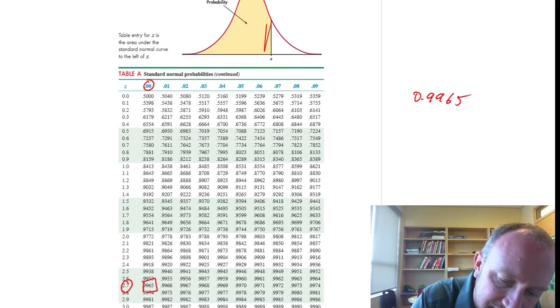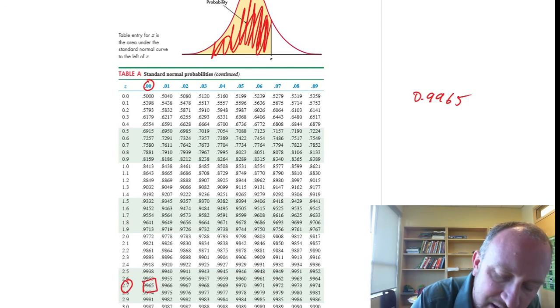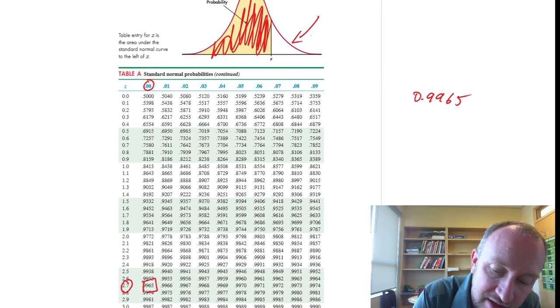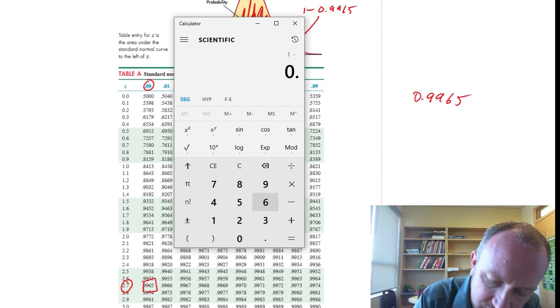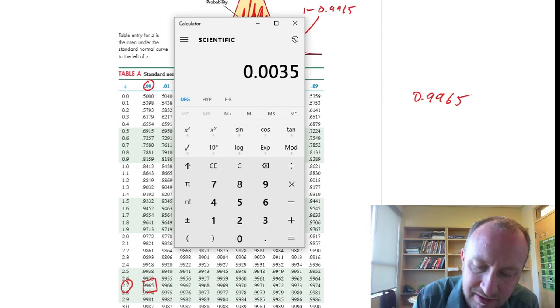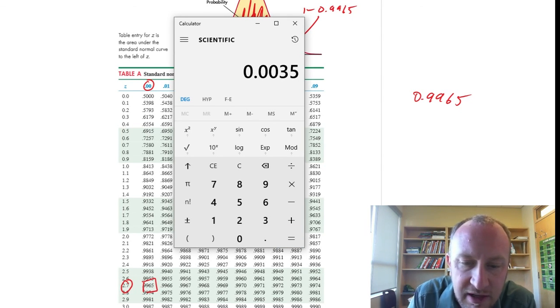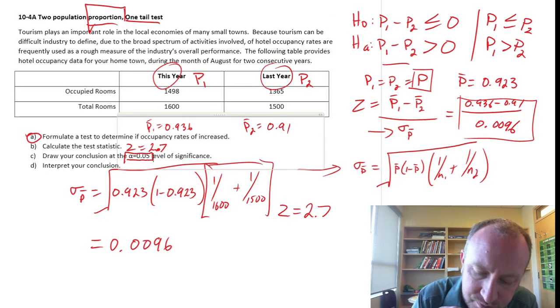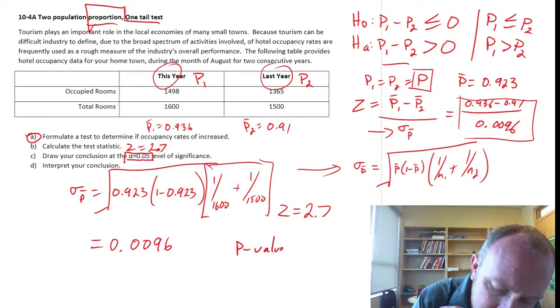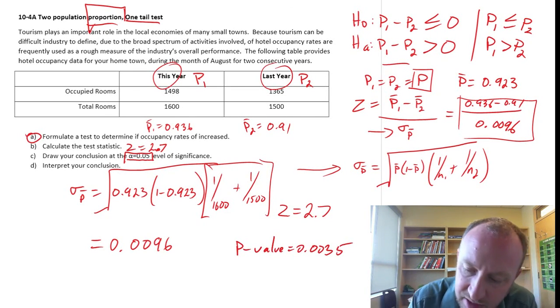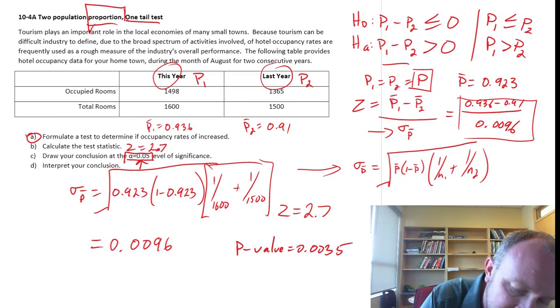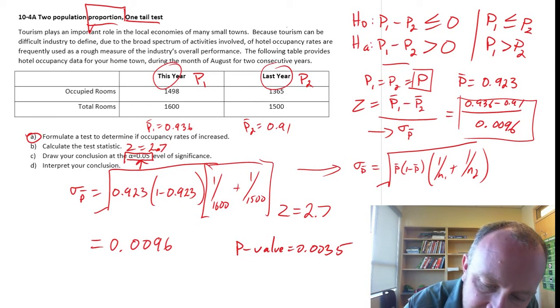So this gives us 0.9965. Of course, that's this area in the lower tail, and we're doing an upper tail test, so I want this region here, 1 minus 0.9965, and so that will give us 0.0035. So there's our p-value, 0.0035.